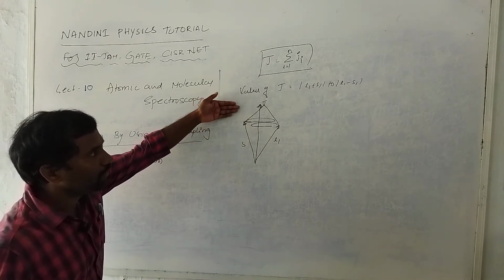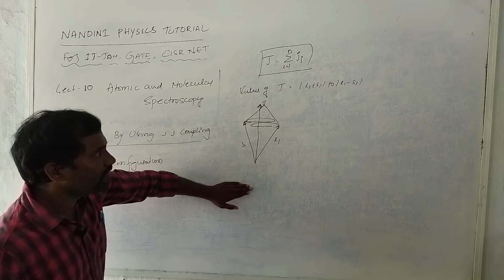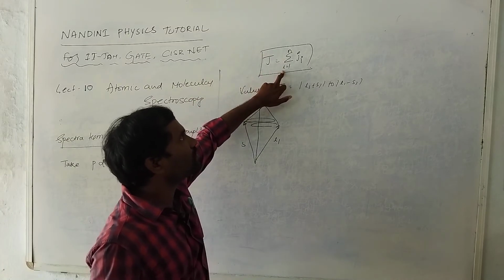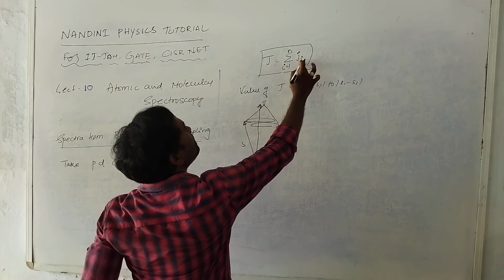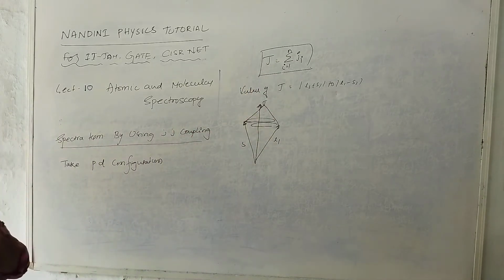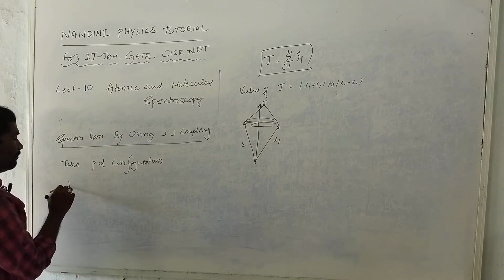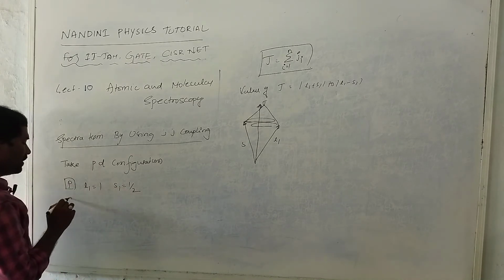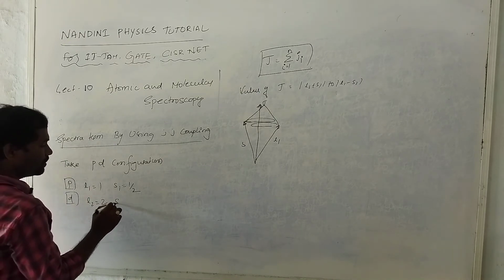So generally what is JJ coupling? JJ coupling means when atomic number is increasing, LS coupling breaks down and finally it forms JJ coupling. The total angular momentum is the sum over i equal to 1 to n of ji. The possible values of j are l1 plus s1 to l1 minus s1. Take the spectral term of the pd configuration. For the p state, l1 is equal to 1 and s1 is equal to 1 by 2. For the d state, l2 is equal to 2 and s2 is equal to 1 by 2.